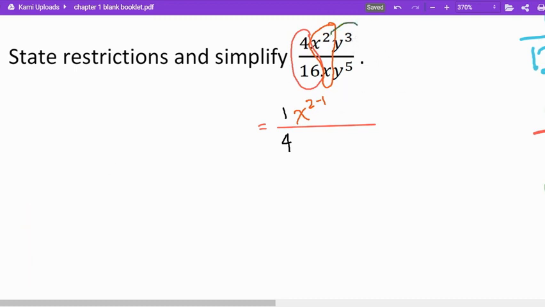Then I've got the y's. Where is the y exponent bigger, numerator or denominator? Okay, so it's going to end up in the denominator. And I will go 5 minus 3. Do I need to write the 1? No. So in the numerator, I have an x. In the denominator, 4y squared.